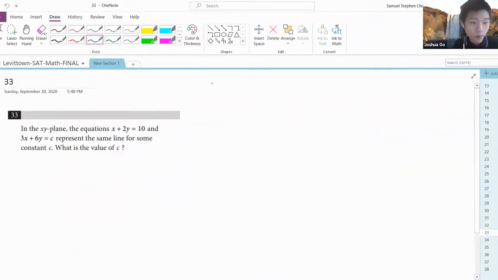Number 33, in the xy plane, the equations x plus 2y equals 10 and 3x plus 6y equals c represent the same line for some constant c. So we know that they have to be identical. What is the value of c? We can't really work with this form that it's currently in, so let's try to convert it to our y equals mx plus b.